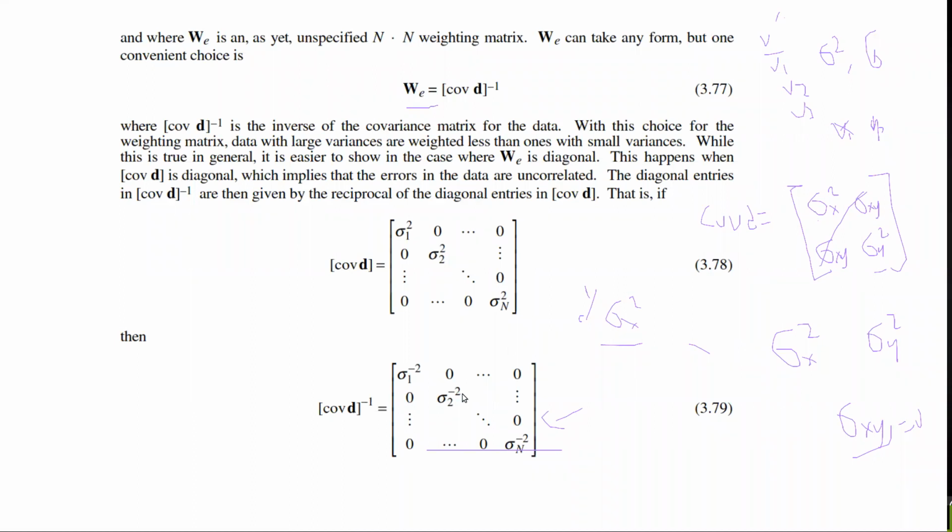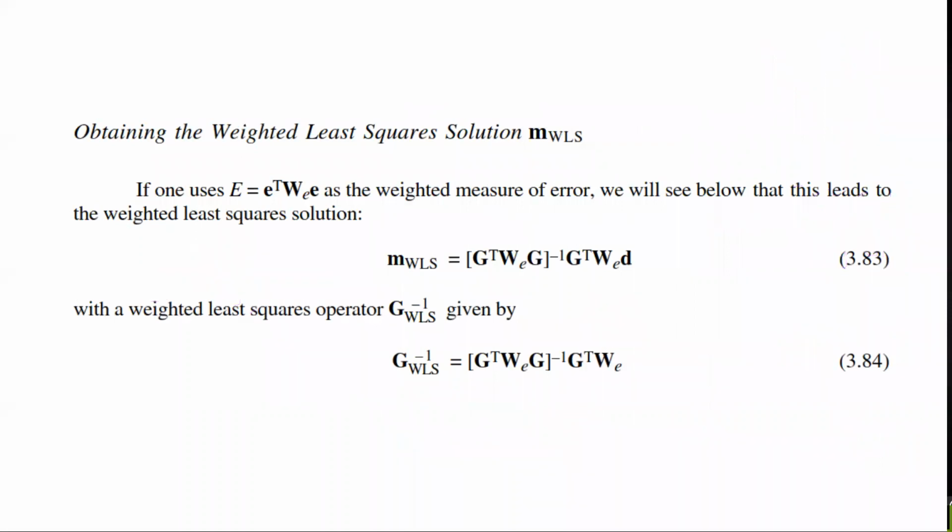So you can imagine that in the unweighted case, where we are trying to minimize E equals E transpose E, there is a weighting matrix here, but it is just the identity matrix, and then we get this. But if we think that there are some variances in the data, then we use these variances on the diagonals of the covariance matrix, and then we find the inverse. So this is what we mean by weighting and the weighting matrix.